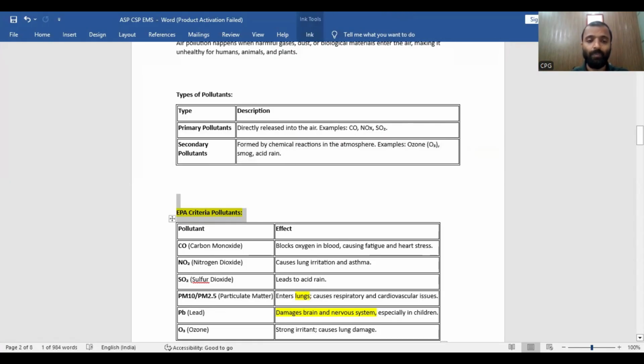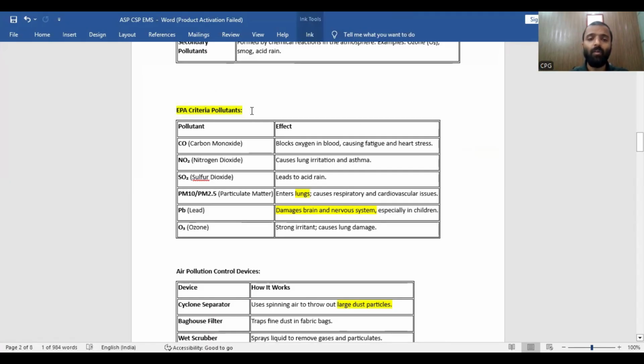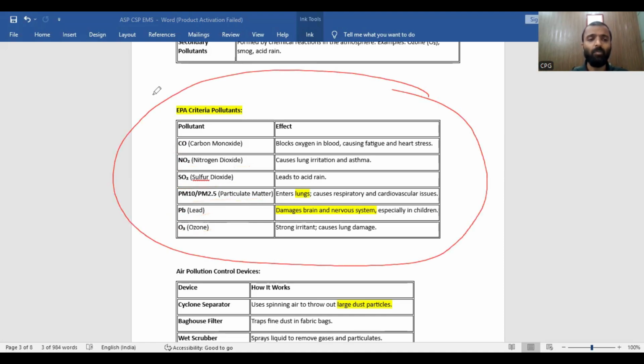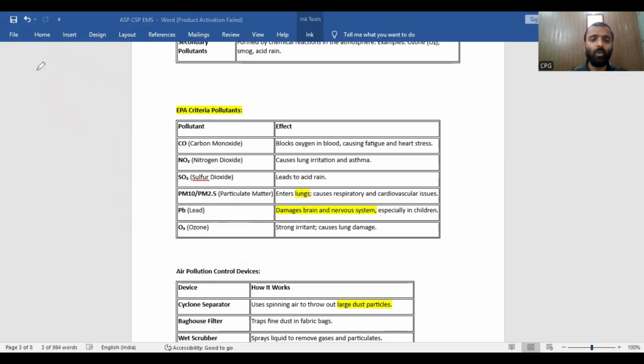Acid rain also. Criteria pollutants: we have already made a detailed video on criteria pollutants, you can refer to that. There are 6 criteria pollutants: carbon monoxide, nitrogen dioxide, sulfur dioxide, particulate matter, lead, and ozone. Any doubt, you can refer over there. I am not wasting time because this is a quick reference session.